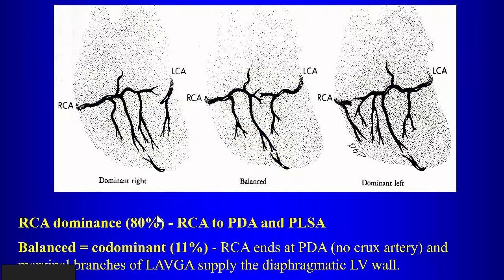Okay, right coronary artery dominance, so the right coronary artery supplies the PDA and the posterior left ventricular branches. Balanced, the right coronary ends at the PDA, and then you'll have the marginal branches coming off of the left.